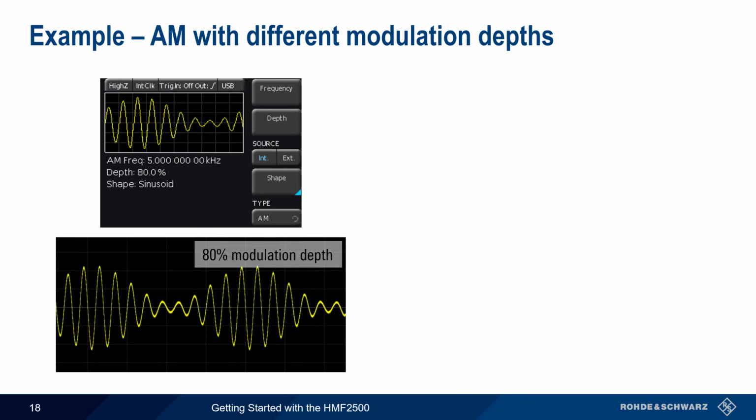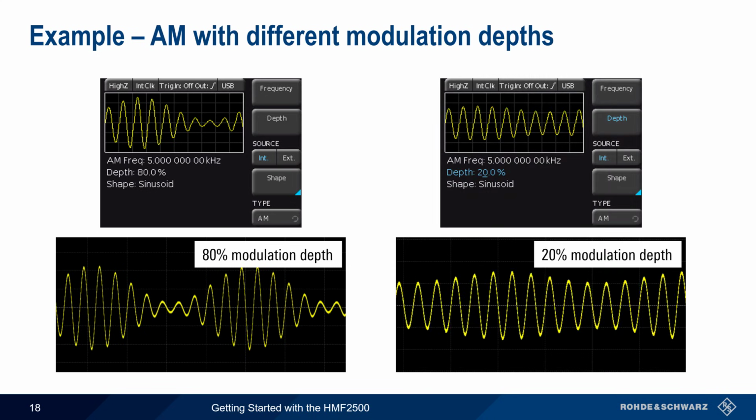If we choose an AM modulation depth of 80%, we'll generate the waveform shown. Changing the AM modulation depth to only 20% results in a waveform with much shallower peaks and valleys, that is, a smaller distance between the max and min waveform amplitude.